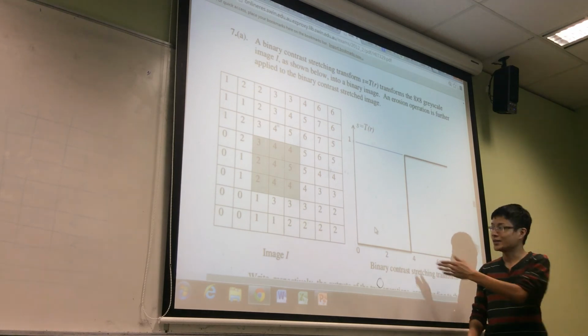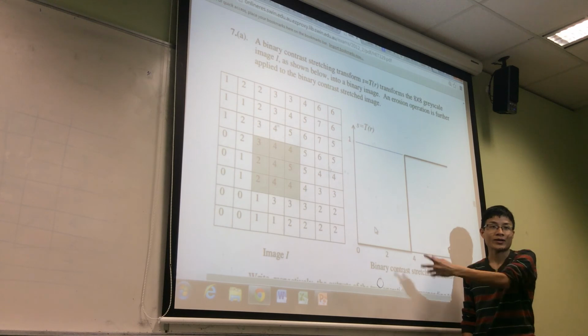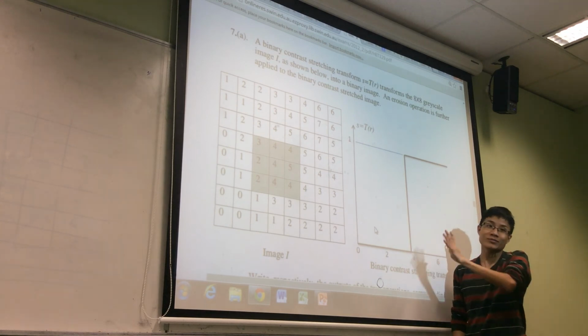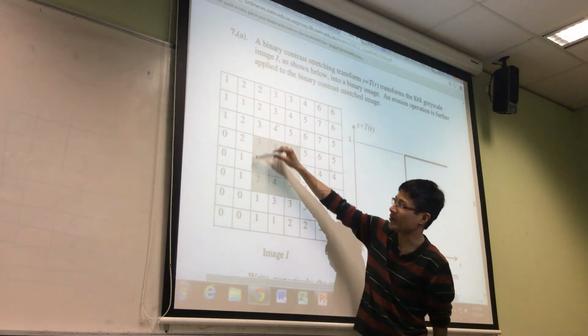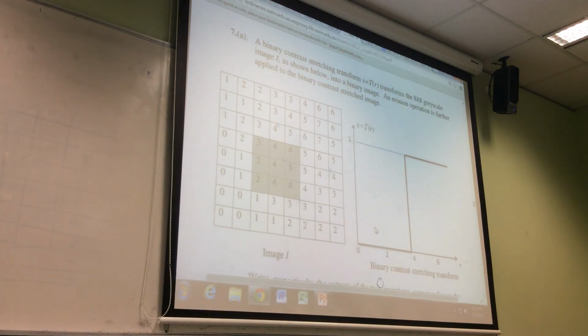And this one is the threshold, the limit. Lower than this will become black, and higher will become white. Simple enough. So you can calculate what the output of this one is, right? What is the output after that mapping?